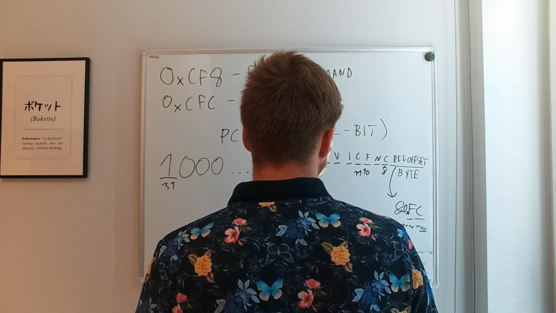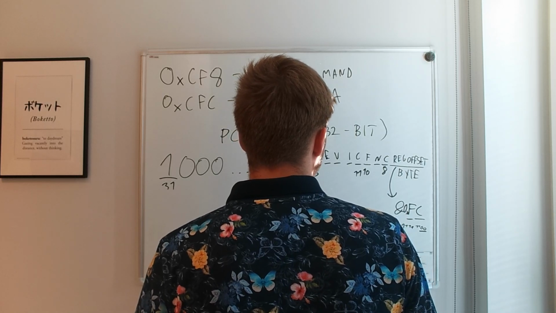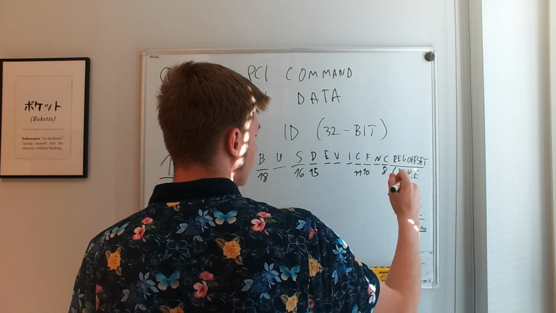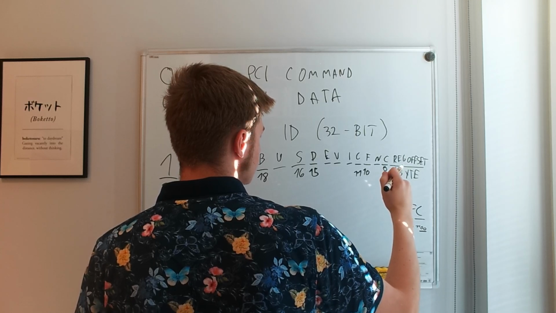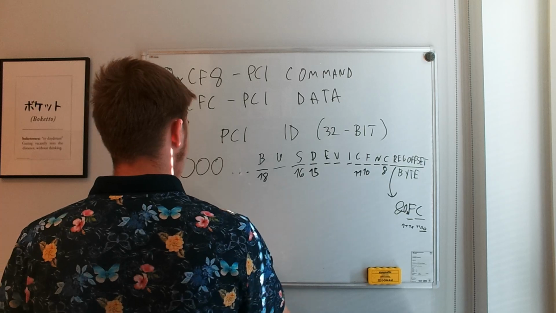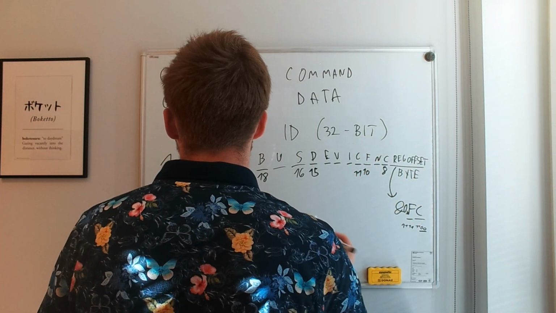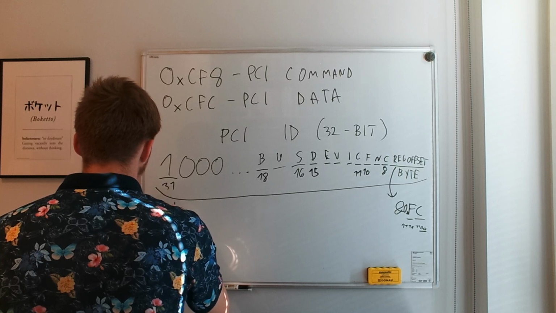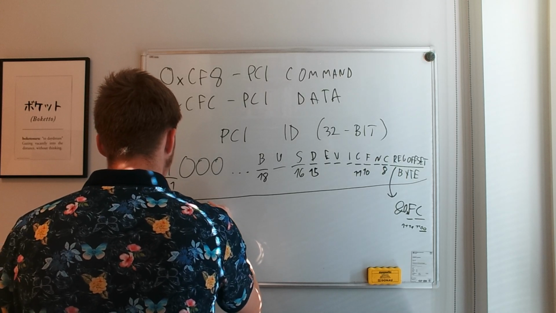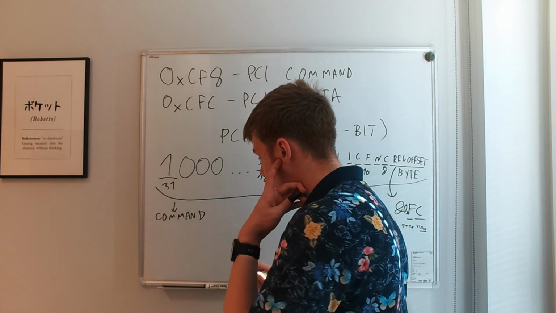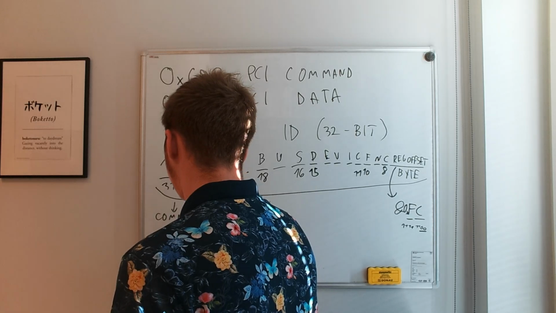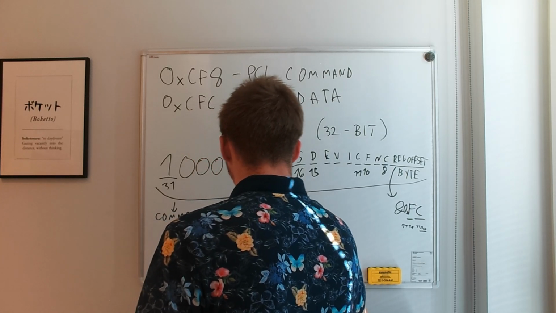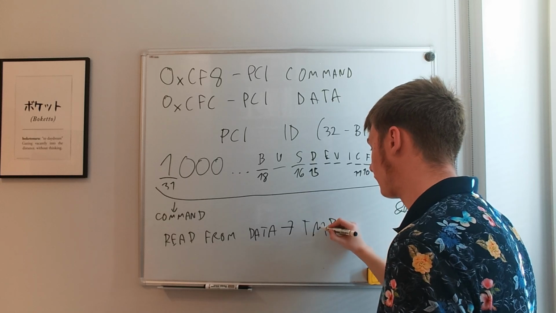Okay. Great. So now, once we send our PCI ID, this entire PCI ID has to be sent to the command port. And once we've done this, we can read from the data port. So then read from data into something that I will just call TMP for temporary.